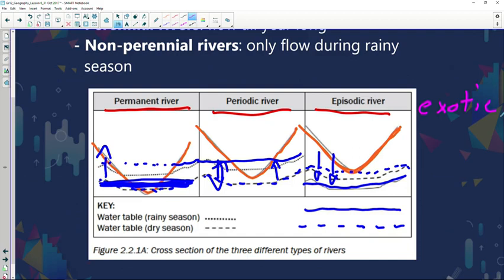Exotic river. Now, the longest river in the world is the Nile River. That's basically an exotic river. And fortunately enough, South Africa also has an example of an exotic river, and that's the Orange River. An exotic river is a river that does not receive its rainfall from the surrounding areas, but rather from a rainfall-rich area that's quite far away.